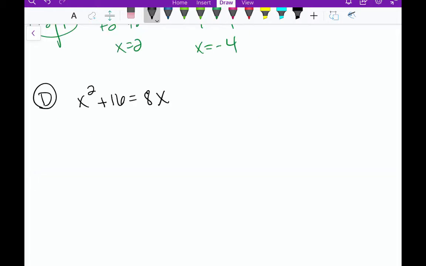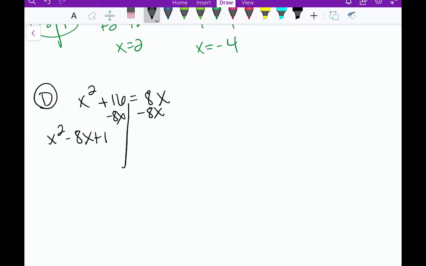All right, I have one more example for us: x squared plus 16 equals 8x. Again, I need this to be equal to 0, so I'm going to subtract 8x on both sides, and I'm going to make sure I put this in the right order. So x squared minus 8x plus 16 equals 0. Now I need to factor. I need factors of 16 that add up to negative 8. Remember, if my c is positive but my b is negative, then both factors need to be negative. That's the only way that's going to work.